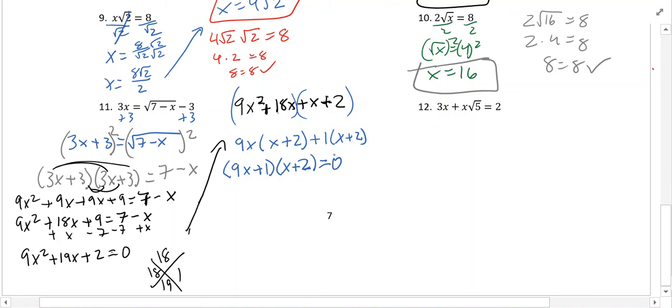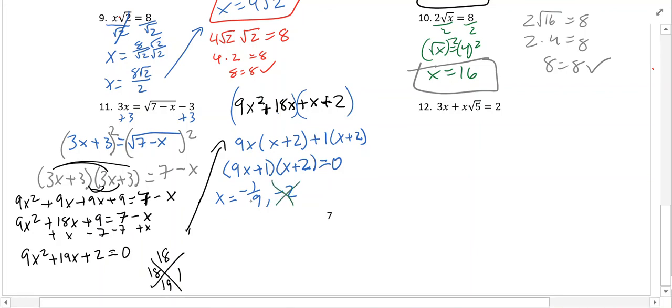Okay, so then that means when you set both of these equal to 0 and solve, your answers are x equals negative 1/9 and x equals negative 2. So if you go ahead and plug both of these in, you want to see which one is going to work. And the only one that works here is the negative 1/9. The negative 2 doesn't work.